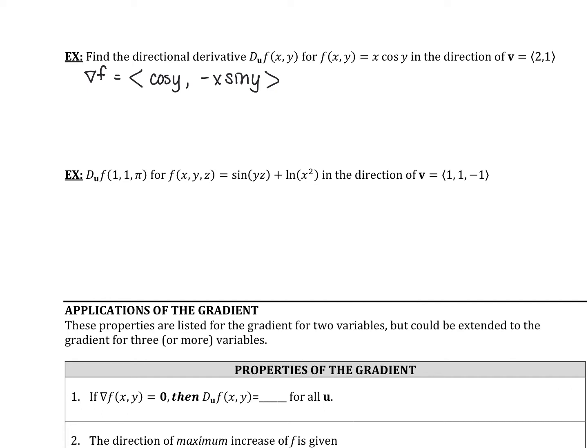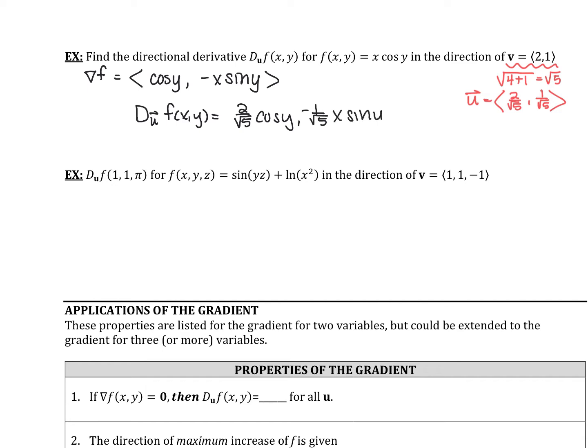Now, if I change this into a unit vector, we know the magnitude of 4 plus 1 is root 5. So this unit vector would be 2 over root 5, comma, 1 over root 5. And so my directional derivative in the direction of that u vector of f of x, y is 2 over root 5 cosine y, and let's do negative 1 over root 5 x sine y. And there we go. All right, try it on this next one and see how you do.